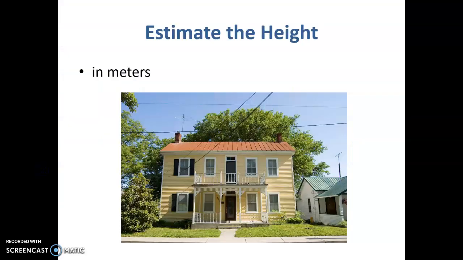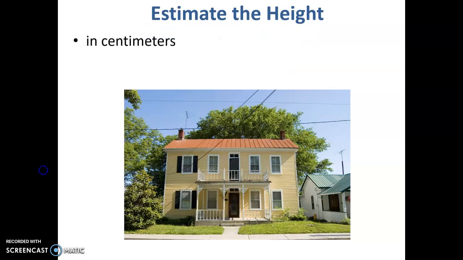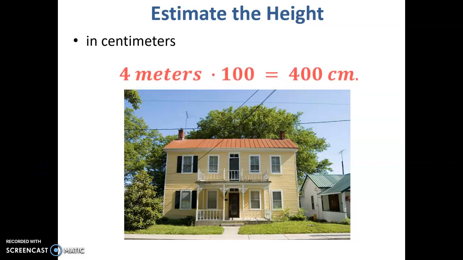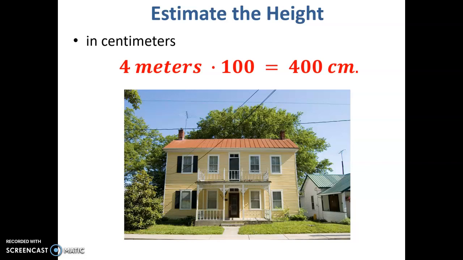Let's begin here. If you were to estimate the height of this house in meters, what would you say? I'm not quite sure, but I estimated about 2 meters per floor, making that a 4-meter house with 2 floors there. Maybe you came up with a number similar to that. Now, what if we gave an estimate in centimeters instead? Let's use the 4 meters I began with. Well, we know for every meter there are 100 centimeters, so that would be 400 centimeters.